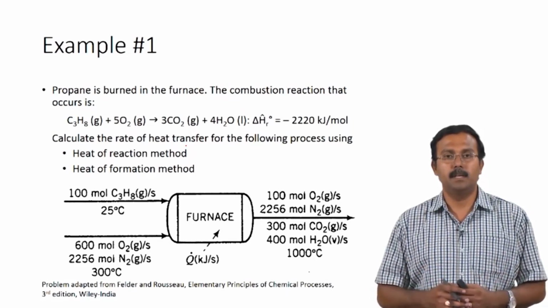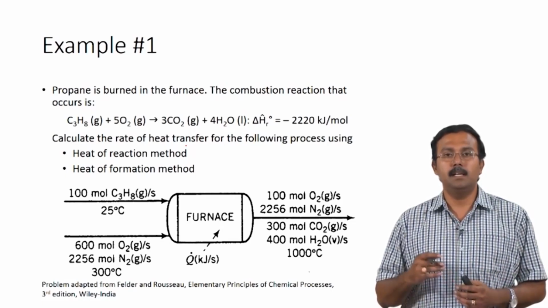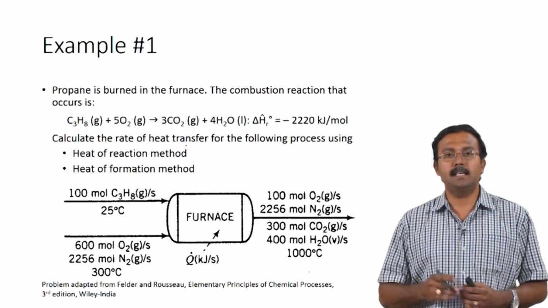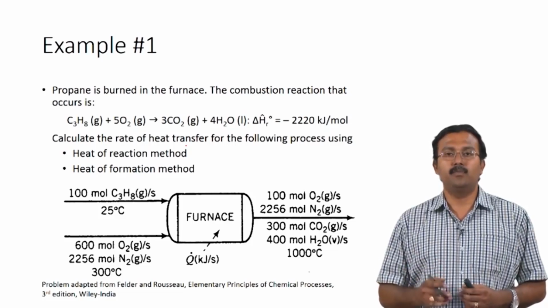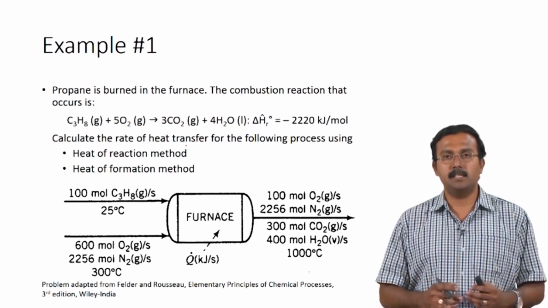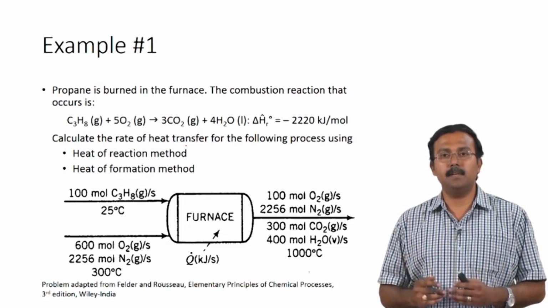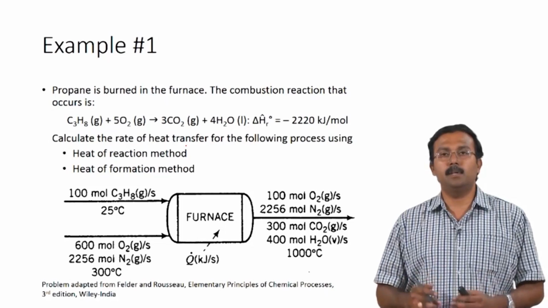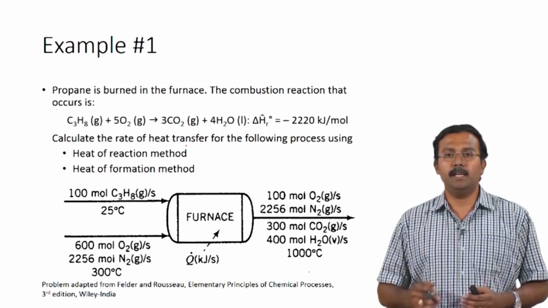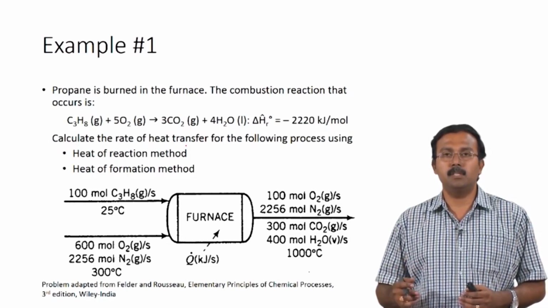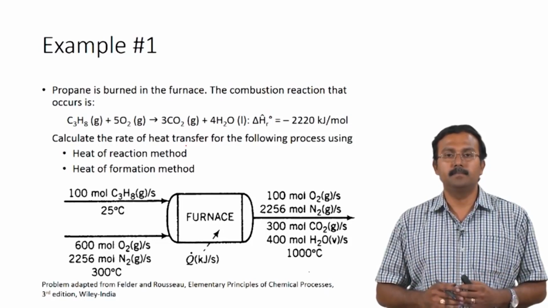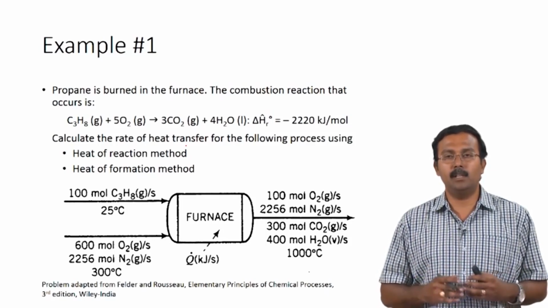So, here is an example problem where we have been asked to perform energy balances for a reactive system. Propane is burnt in the furnace. The combustion reaction which occurs is propane gas reacts with oxygen gas to form carbon dioxide gas and water liquid, and for this reaction you have the heat of reaction which is given as minus 2220 kilojoules per mole. You are asked to calculate the rate of heat transfer for the following process using the heat of reaction method and the heat of formation method, and the flow chart gives all the details.